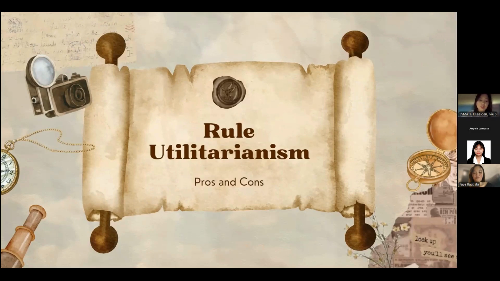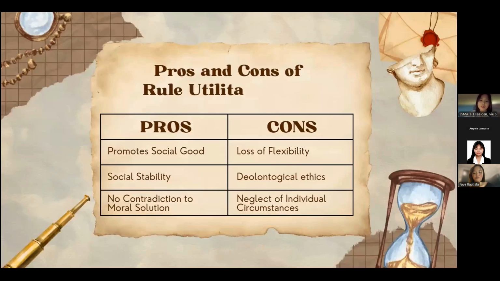One of the main advantages of rule utilitarianism is that it promotes social good by adhering to rules that aim to maximize happiness or minimize harm for the majority. This approach encourages actions that contribute positively to society. The second one is that it fosters social stability. Since everyone follows a set of consistent, well-defined rules, there's predictability in behavior. And lastly, rule utilitarianism is appealing because there's no contradiction to moral solutions. Since rules are based on the utility principle, they aim to support moral solutions by promoting happiness and reducing suffering.